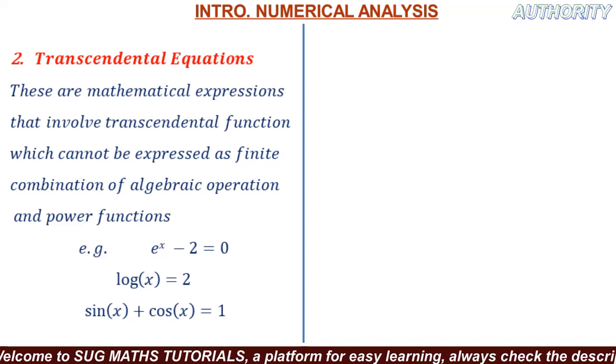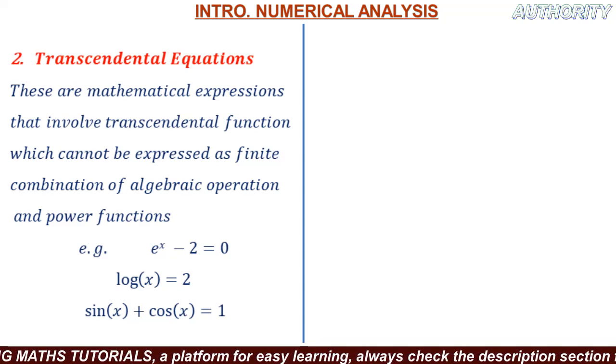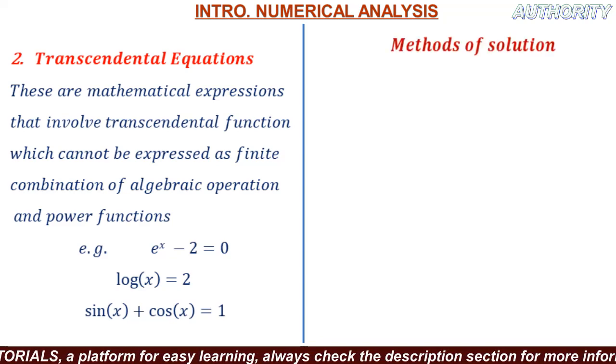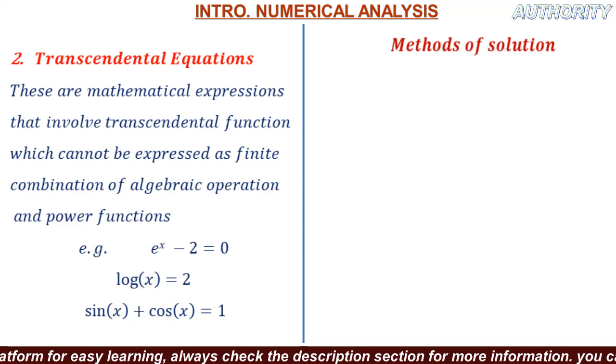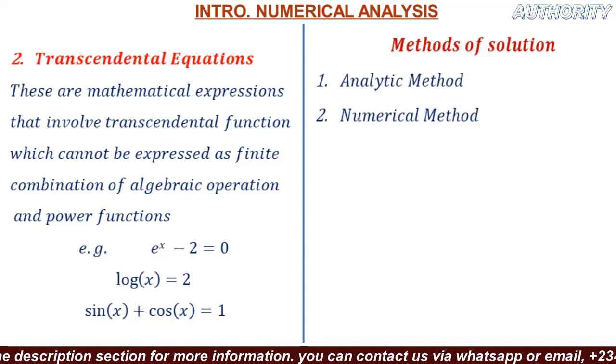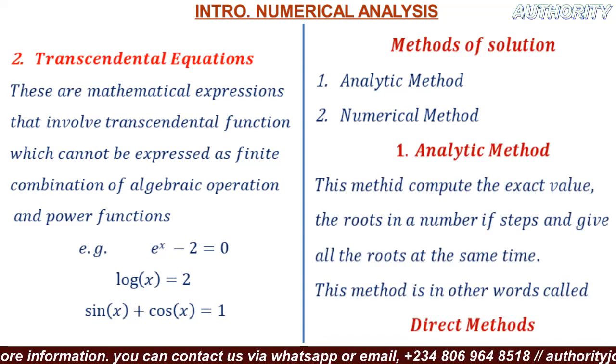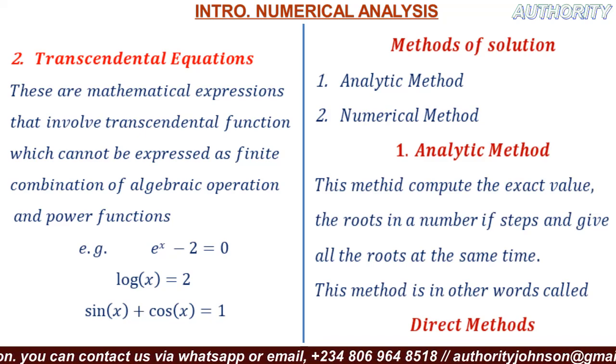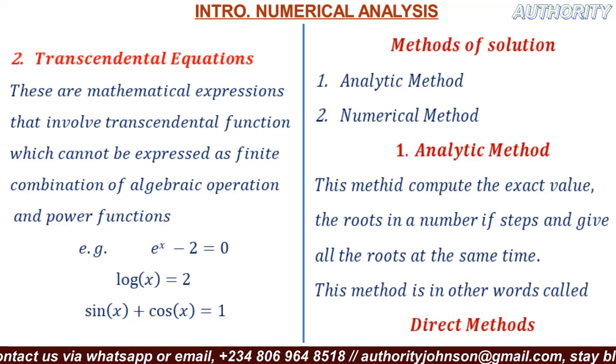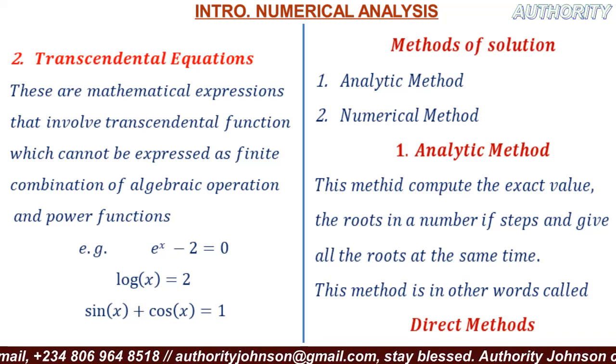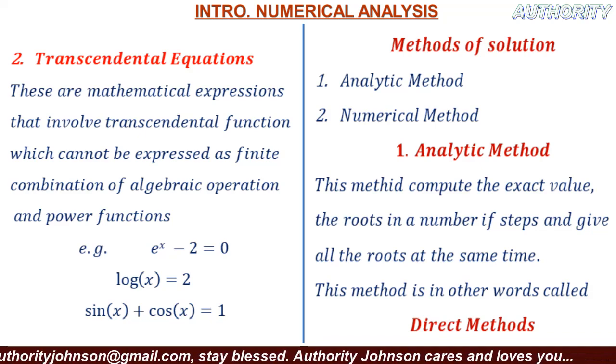Now we just mentioned the types of equations, and these equations have their own methods for solving them. These are mathematical problems, and they have different approaches and methods for solving them. Generally, all the methods can be classified into two major types. Number one is what we call the analytic method. Number two is the numerical method. Now what do we mean by analytic method? This method computes the exact value of the root in a number of steps, and gives all the roots at the same time. In other words, it is called a direct method. So the analytic method is a kind of method that will give you the exact value.